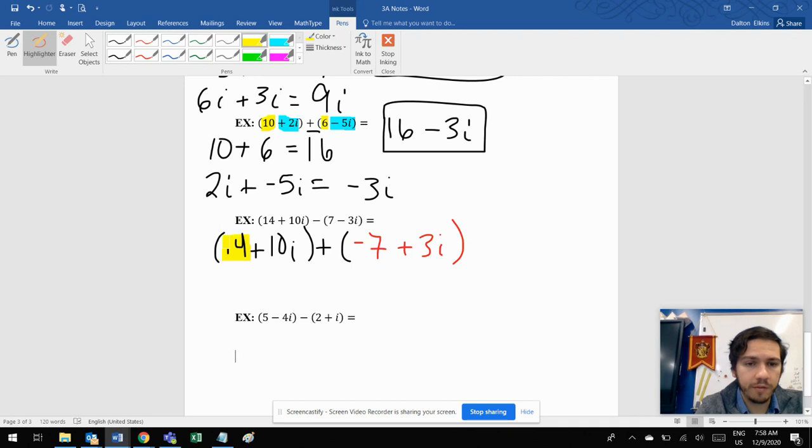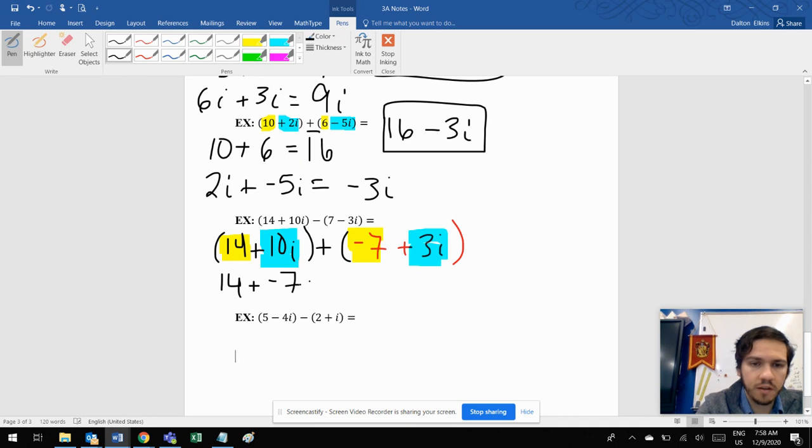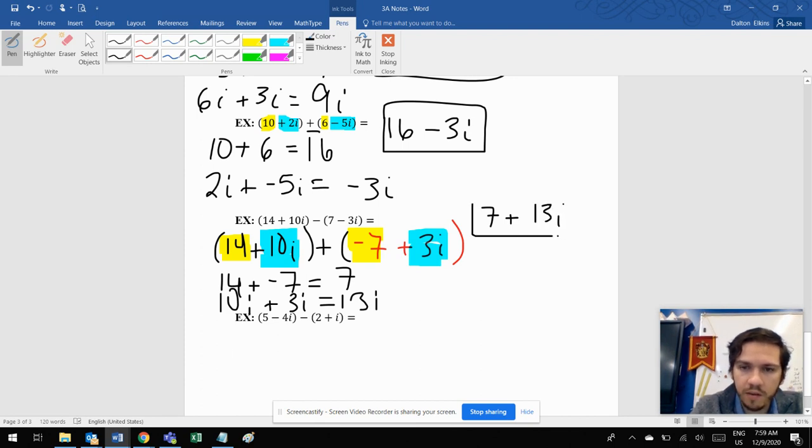So let's look at our real parts. We have 14 and negative 7. And then our imaginary parts are 10i and 3i. So I'm going to go ahead and do 14 plus negative 7, and that'll equal 7. And then I get 10i plus 3i. Again, if you look, because of the subtraction, I changed the sign, right? This was positive, now it's negative. This was minus, well, now it's plus. Subtraction means opposite. It means to do the opposite of what is written. If it's adding, you're going to turn it into subtraction.